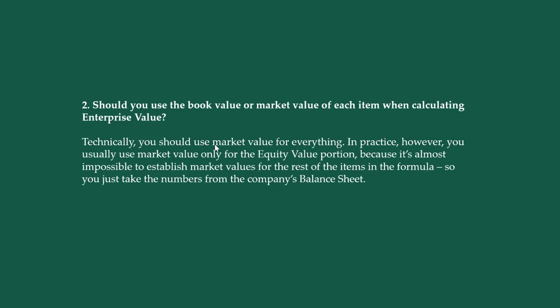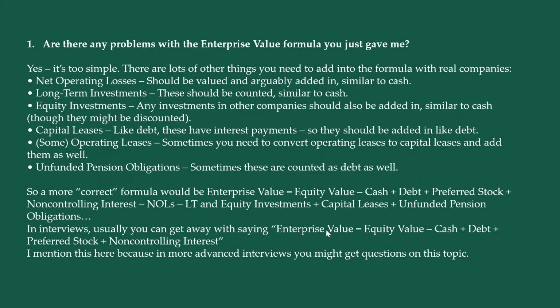So technically you should use market value for everything. In practice, however, you usually use market value only for the equity value portion, because it's almost impossible to establish market value for the rest of the items in the formula. So you just take the numbers from the company's balance sheet. Companies also report these numbers: the cash, unfunded pension obligation, capital leases, long-term equity investments and net operating losses.